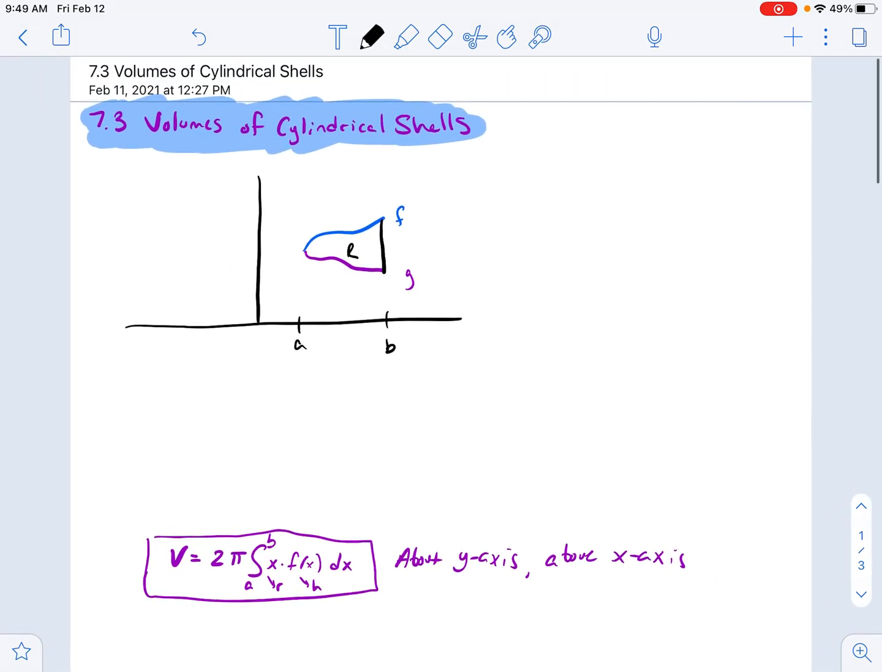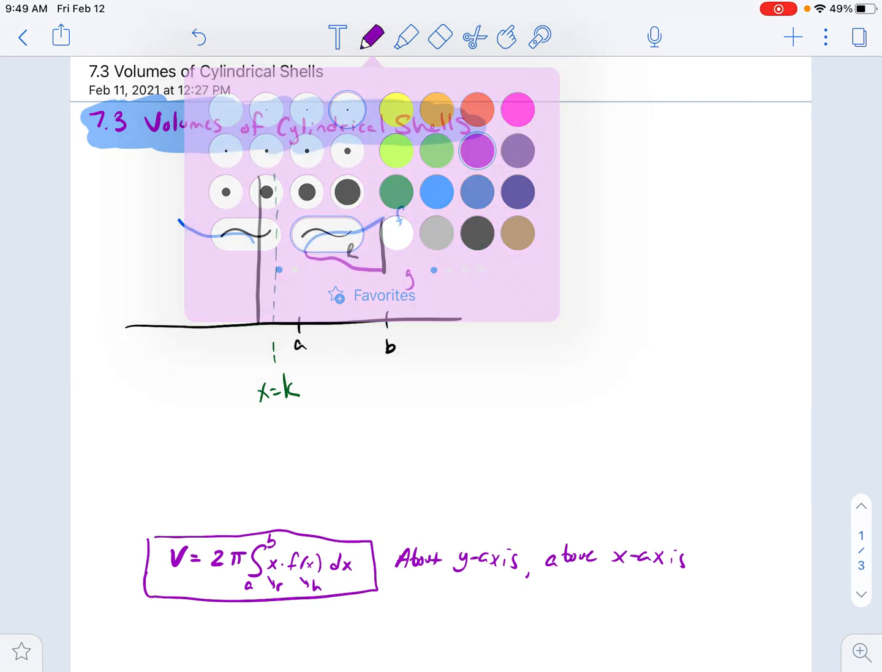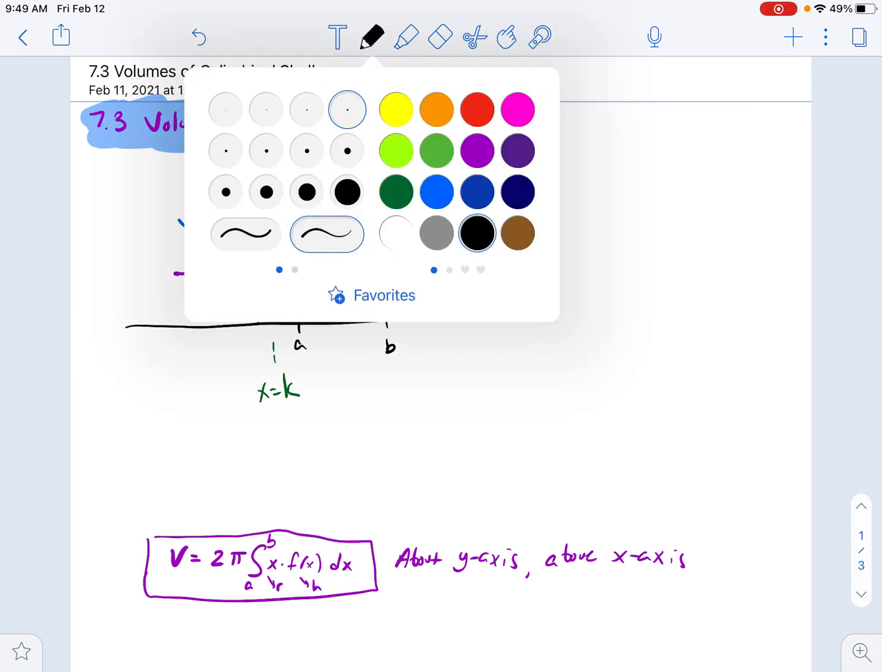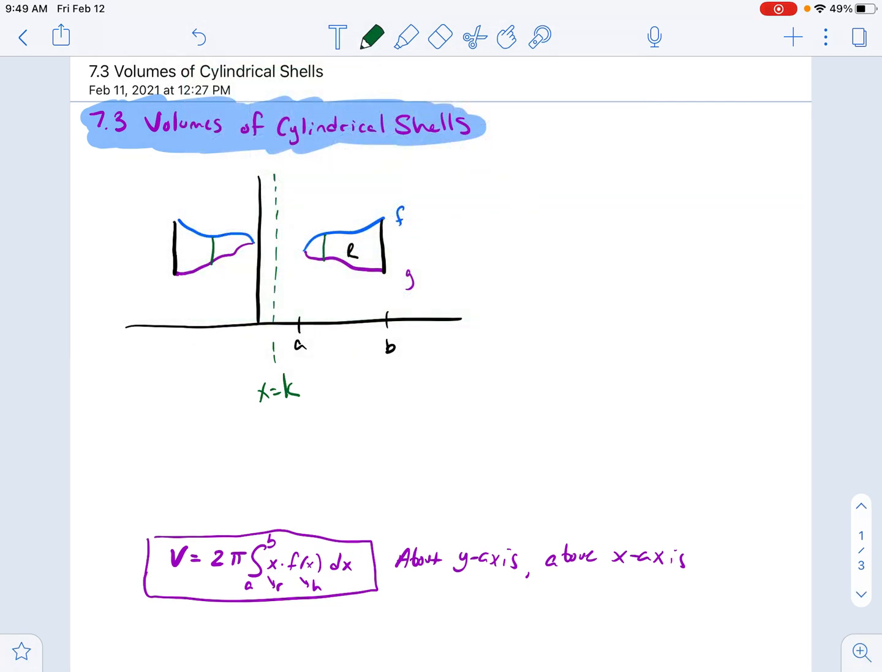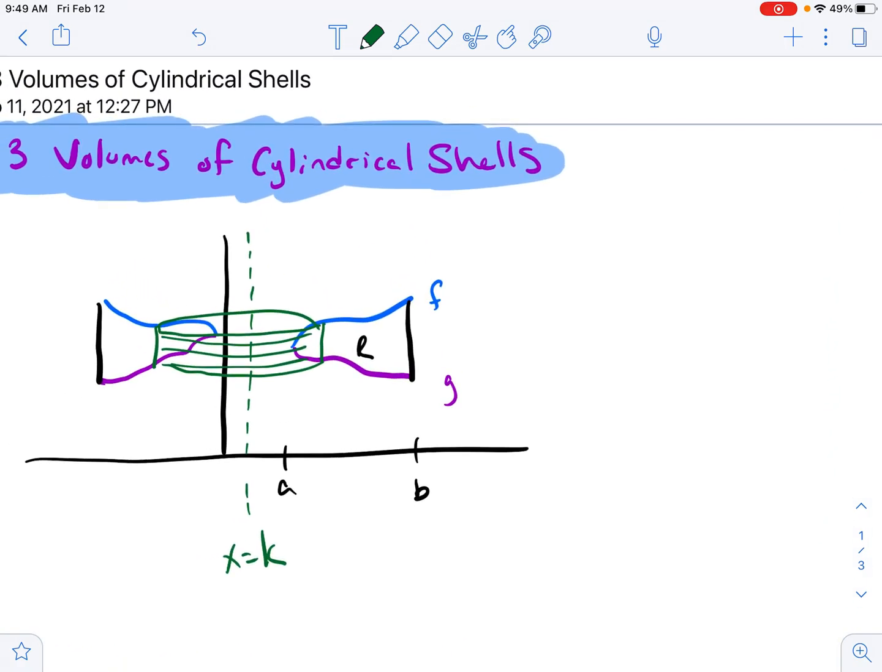And now let's suppose I wrap around some other line that I'm going to call x equals k. So some different vertical line that I'm wrapping this thing around. But conceptually, the same idea: if I take a vertical slice and I wrap it, I've got a set of cylindrical shells here. So it's still the same idea. It's going to be the 2 pi integral from a to b of our radius times our height. But again, the trick is to get radius and height in terms of our functions.